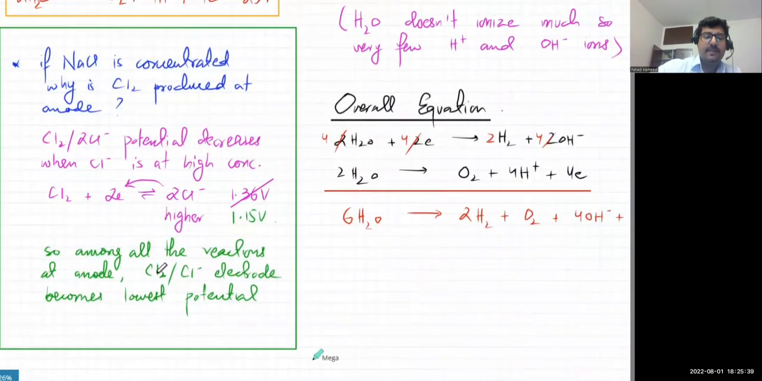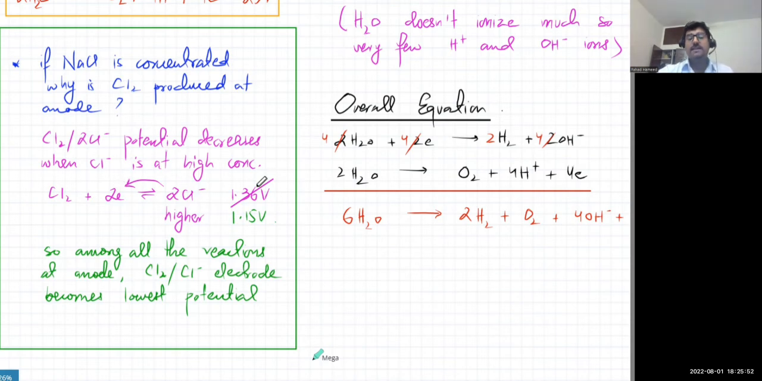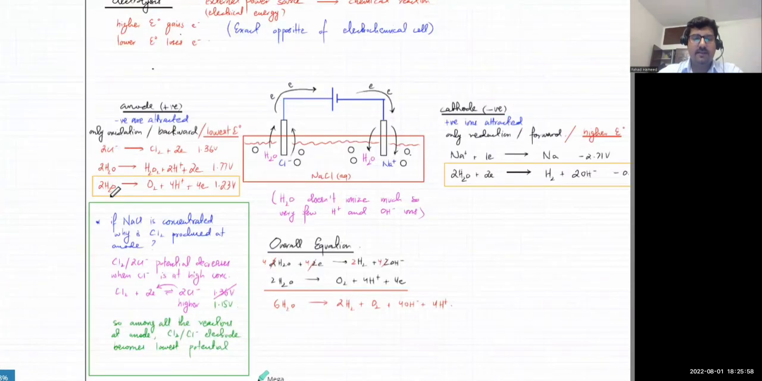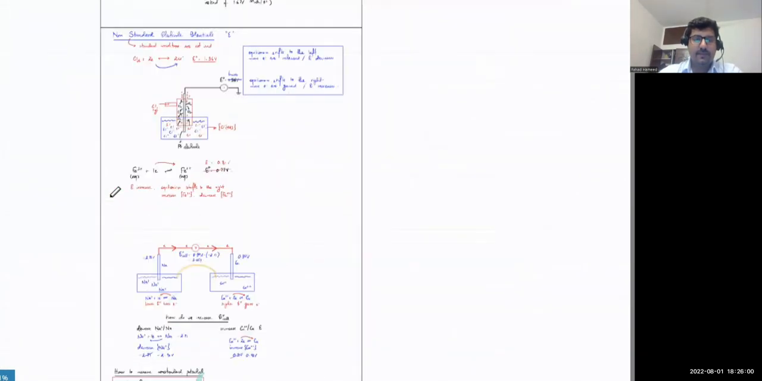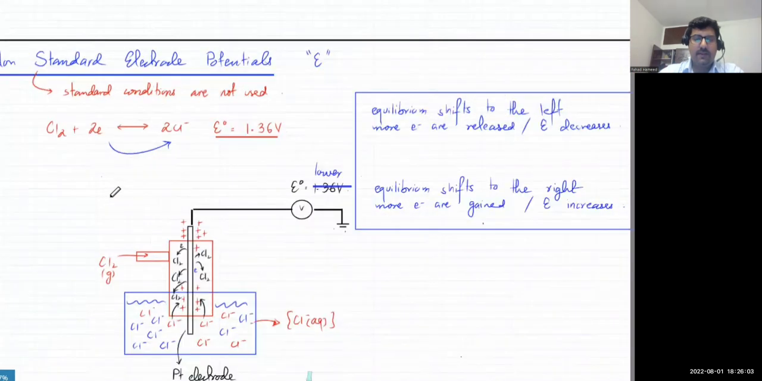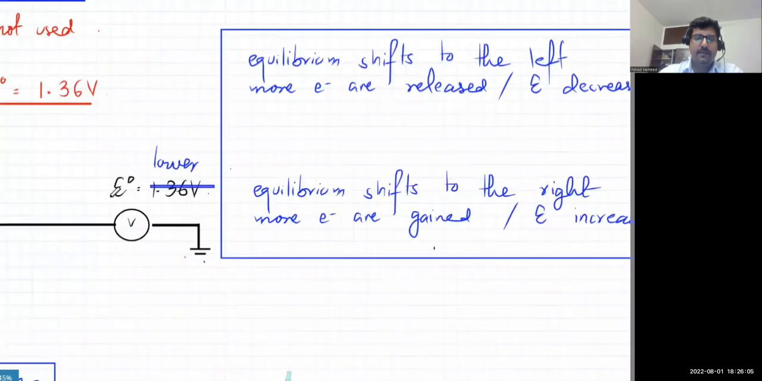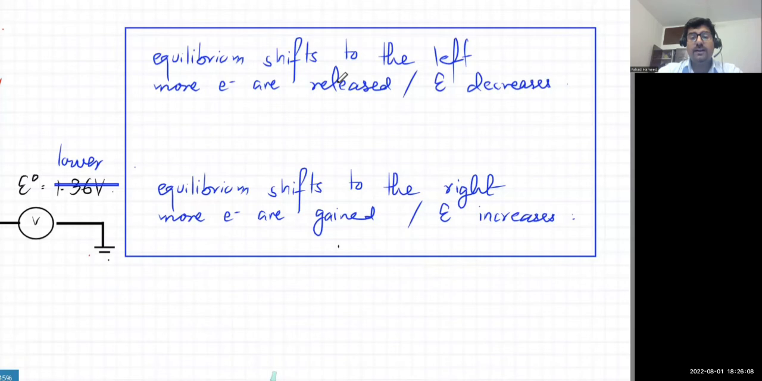I told you that if you change the concentration of the Cl ions in this equilibrium, if you take it to a higher concentration, the equilibrium shifts to the left. If it shifts to the left, the non-standard potential will become lower. वो ज़्यादा electrons produce हो जाएंगे ना. If the equilibrium shifts to the left, at the electrode, more electrons are released, and the potential will be lesser. It will be more negative, right? So instead of 1.36, it's going to be, let's say, 1.15.